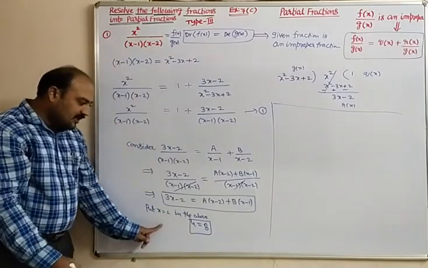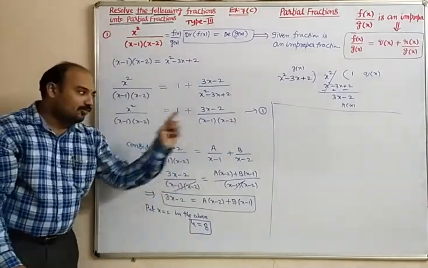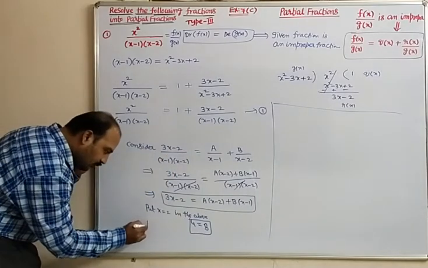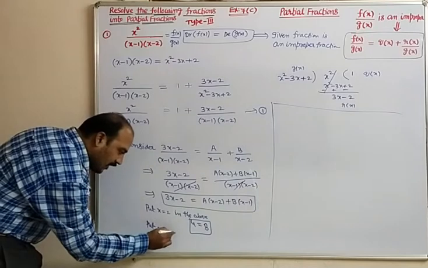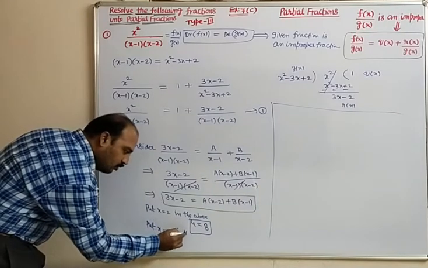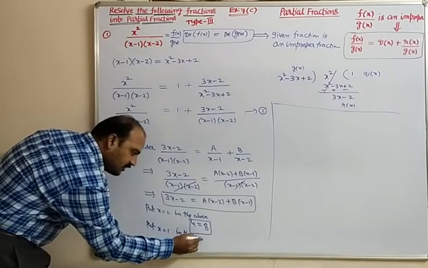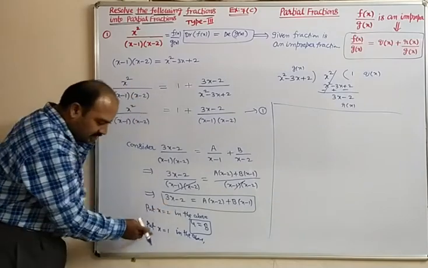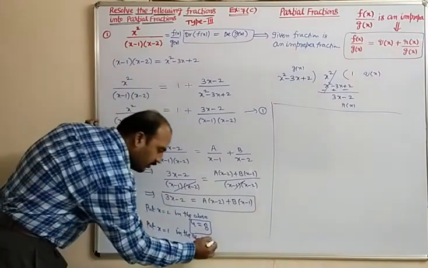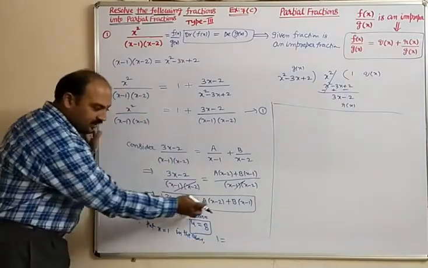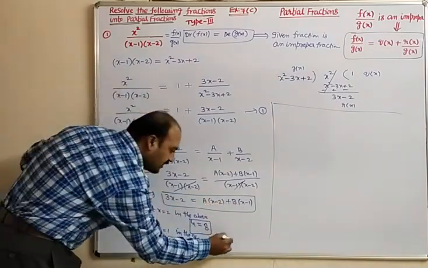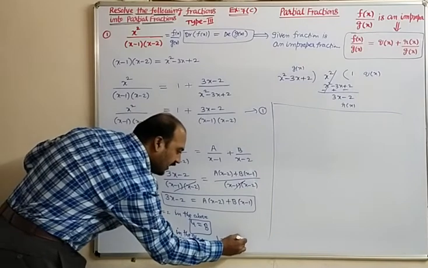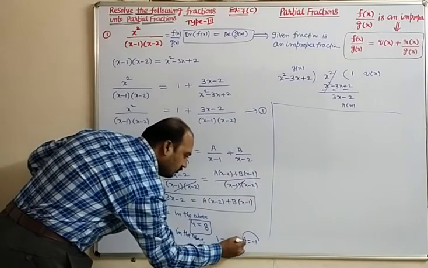Similarly, put x is equal to 1 to get the value of a. Put x is equal to 1 in the above. If you substitute, 3 minus 2 is 1, equal to, this value goes to be 0. 1 minus 2 is minus 1. So minus a. That implies that a is equal to minus 1.